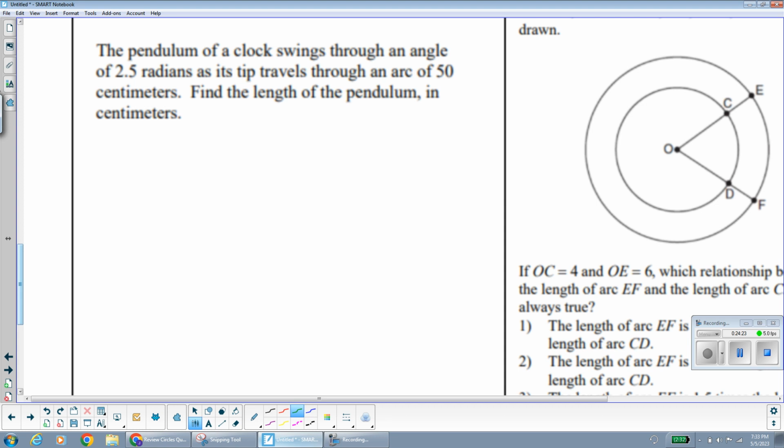Please only be watching 11 and 12 if you have already learned this in class. We are going to be talking about arc length now.